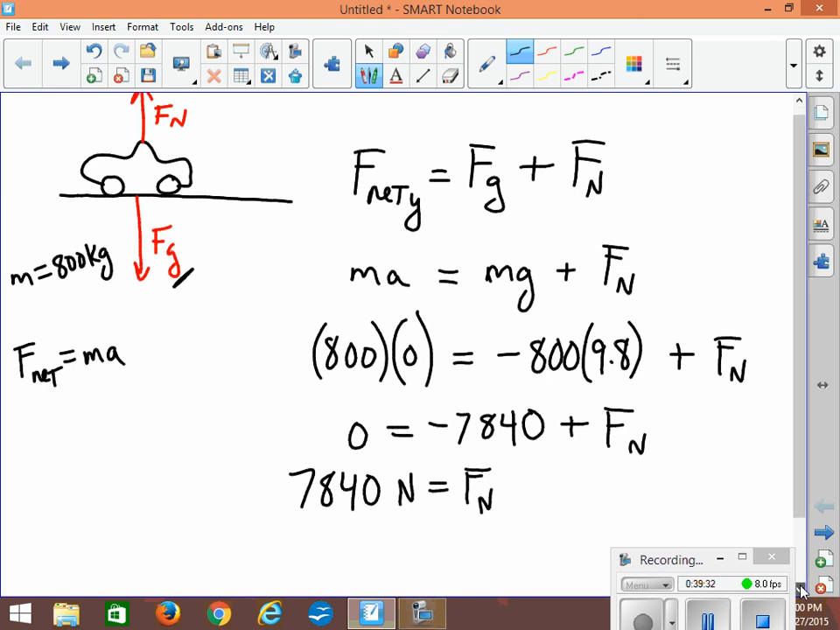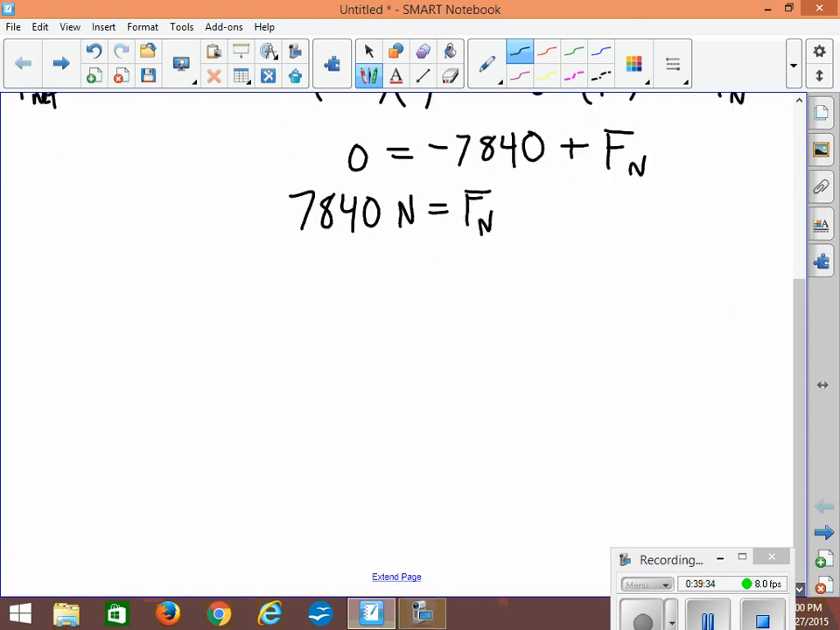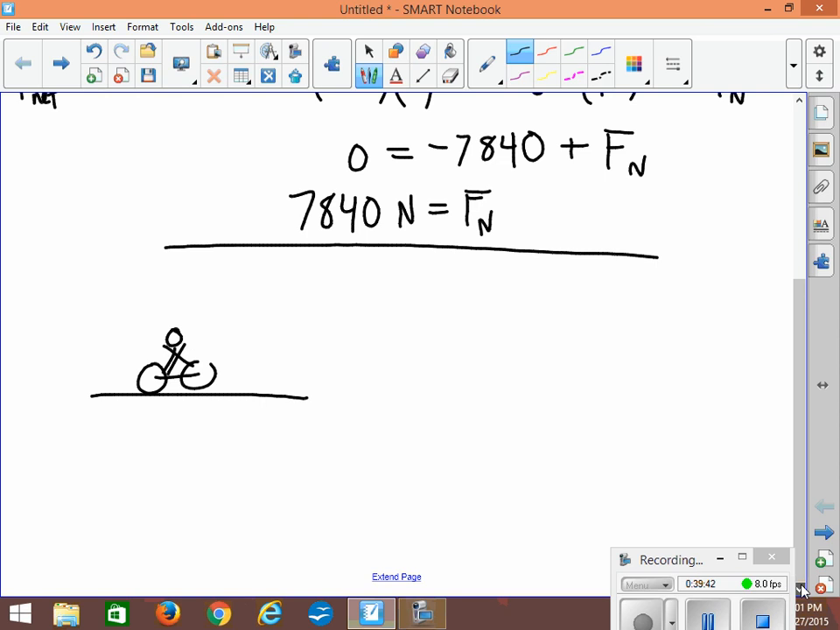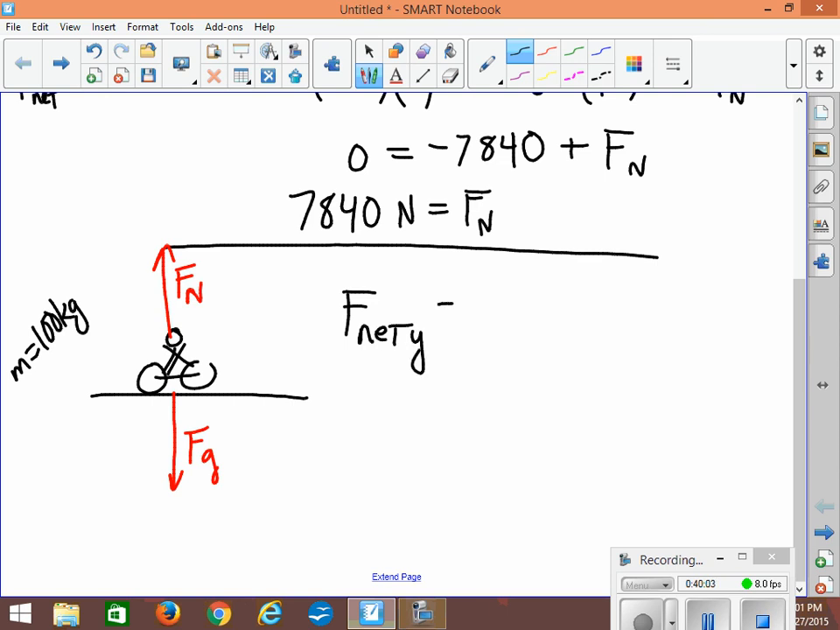And we do it one more time for our 100 kilogram bicycle. So here you are on your bicycle. Okay, and that's you. And your mass is 100 kilograms. And so what do we do? We draw in the forces. There's gravity pulling down. And there is a force of the ground pushing up, which is what we call the normal force. The total force in the up and down direction, F net y, is equal to the normal force and the gravity force added together, the total.